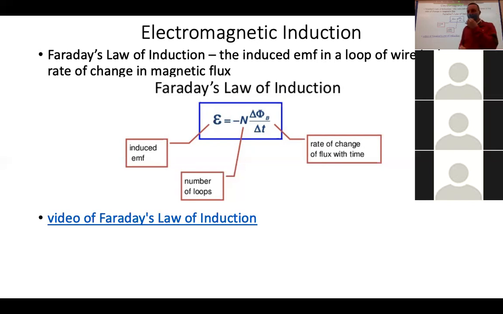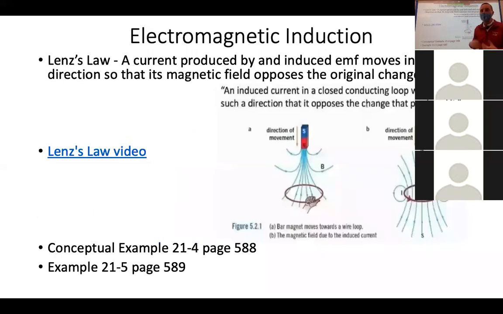Okay. But the rate of change in flux produces an EMF, that voltage, that potential difference, which then produces a current in a loop of wire. And we saw that in the video. What we didn't see is how we decide what direction the current is going to go. So that's Lenz's law, and we'll watch a video again on that one also.